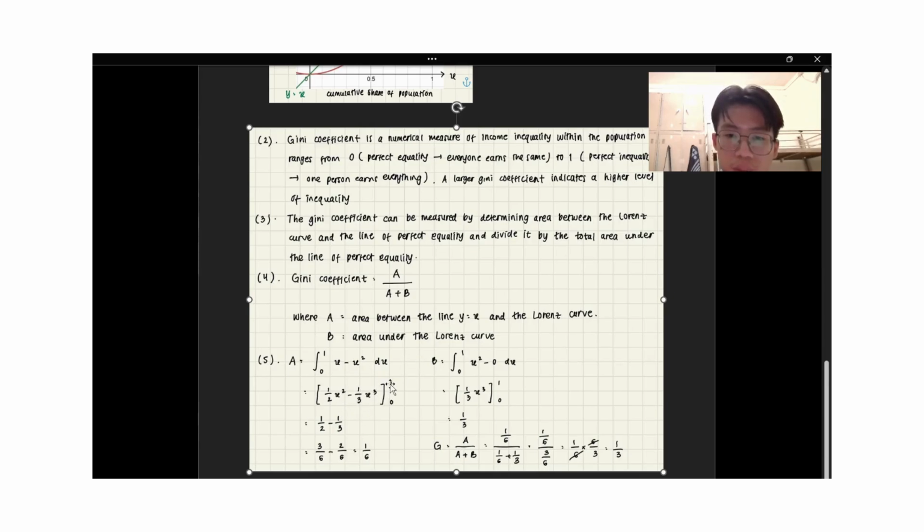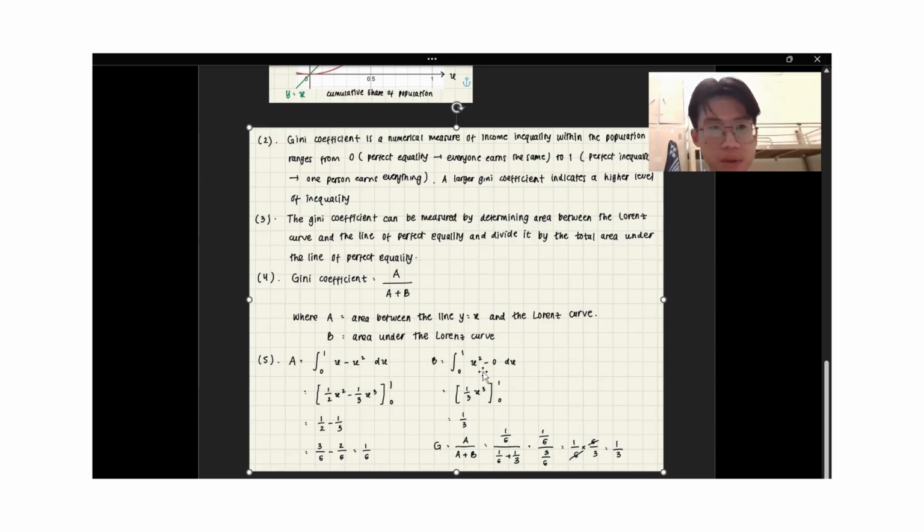And we move 1 into the x, so it becomes a half subtract 1 over 3, and then the result is 1 over 6. And for the b part, it's just the same. The range is between 0 until 1, and then x squared subtract 0 dx.